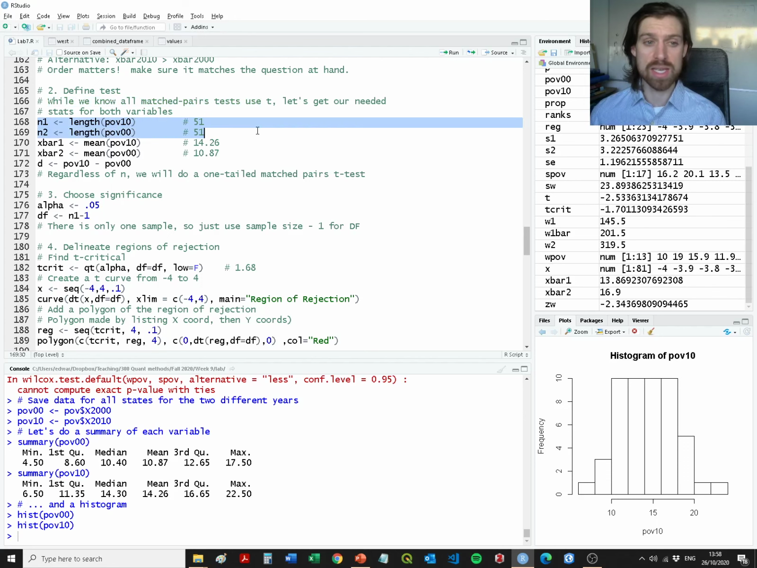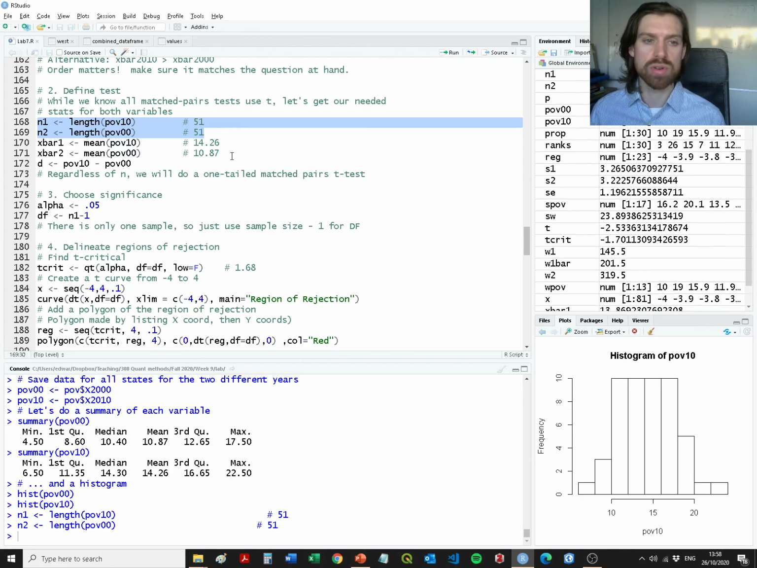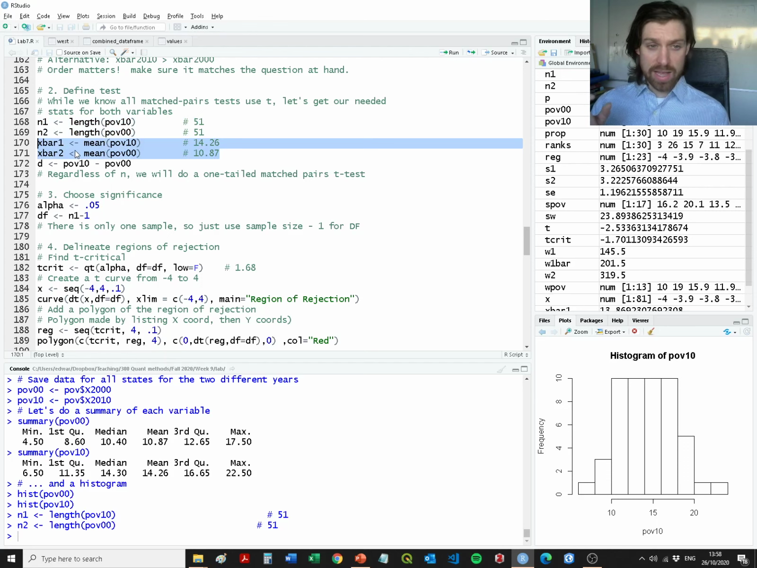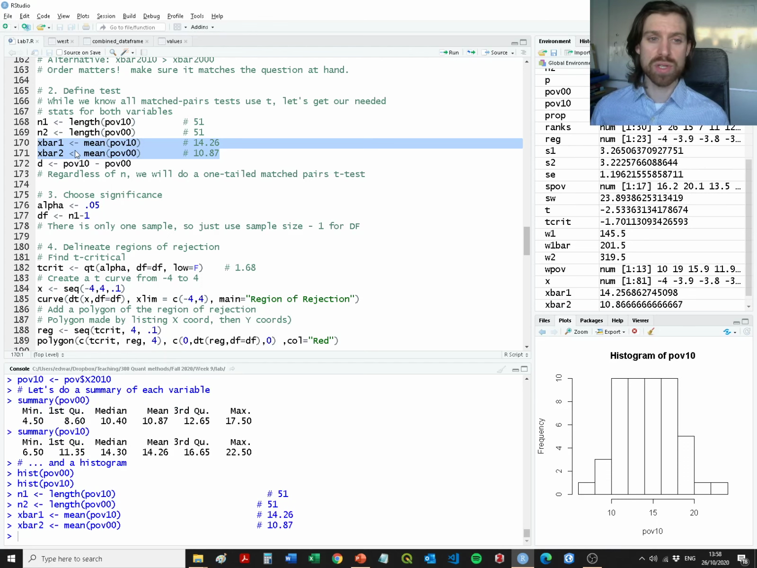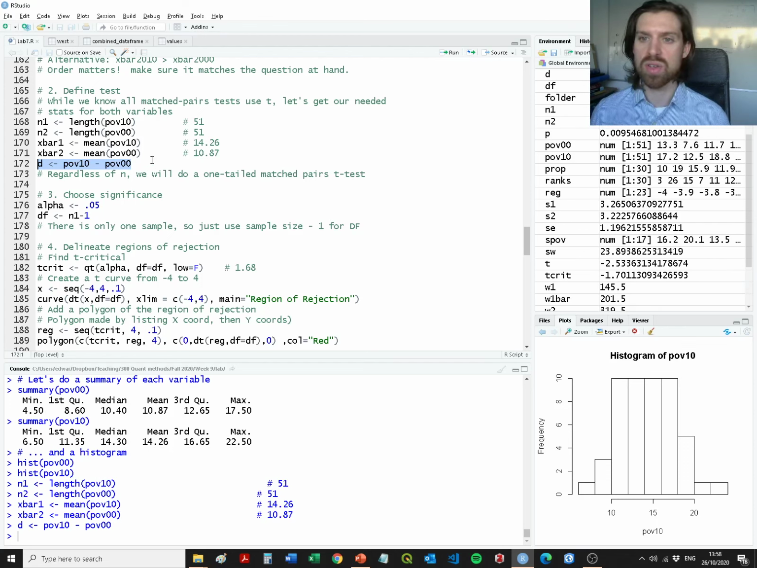Essentially we need to get the length of the different vectors that we've got, which is 51, so one for each state. We then need to get the mean, so x bar 1 and x bar 2 for the different poverty rates, which are listed as 14.26 for 2010 and 10.87 for 2000. And then we want to get D, the differences between the two vectors. What this is doing is subtracting the 2000 values from the 2010 values.